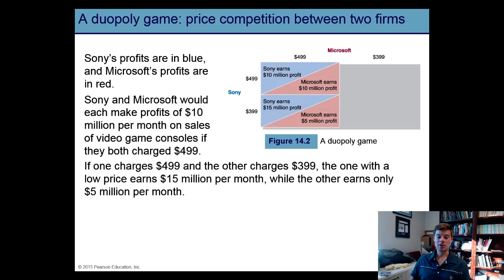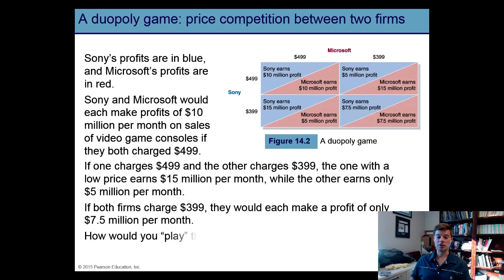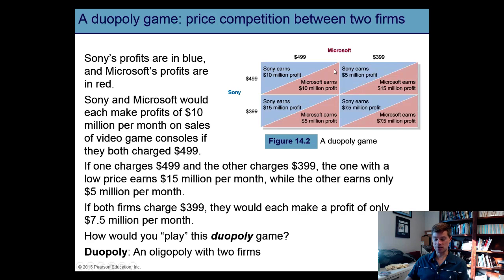In order to examine oligopolies using game theory, we're going to be using sometimes payoff matrices. A payoff matrix is going to be a box that looks like this one. In this example, there's two firms. There's Sony and Microsoft. Microsoft picks the column. Microsoft decides whether to charge a price of $499 or $399. That's the equivalent of picking a column, and Sony decides whether to charge a price of $499 or $399, and that's equivalent to picking the row.